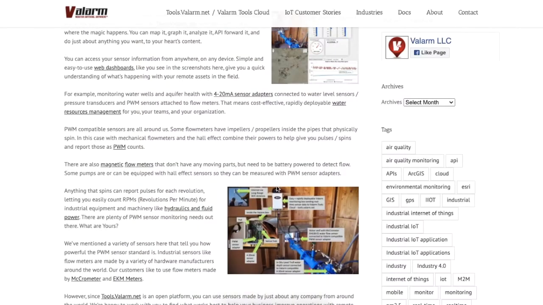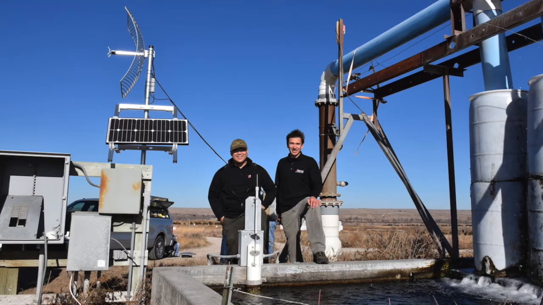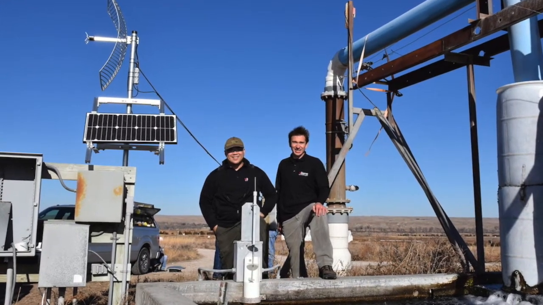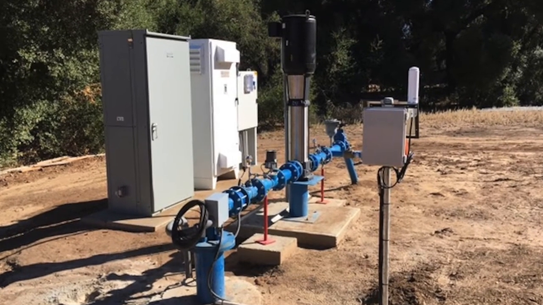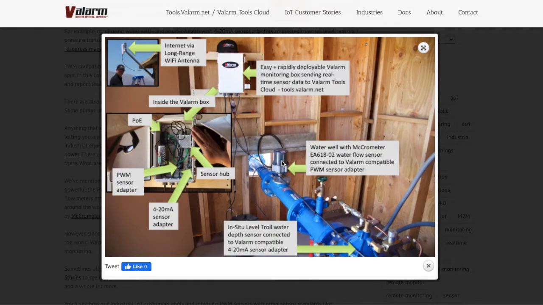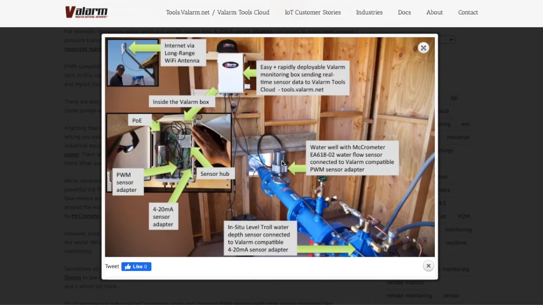For example, monitoring water wells and aquifer health with 4 to 20 milliamp sensor adapters connected to water level sensors and pressure transducers, and at the same time PWM sensor adapters are attached to flow meters. That means cost-effective, rapidly deployable water resources management for you, your teams, and everyone at your organization.